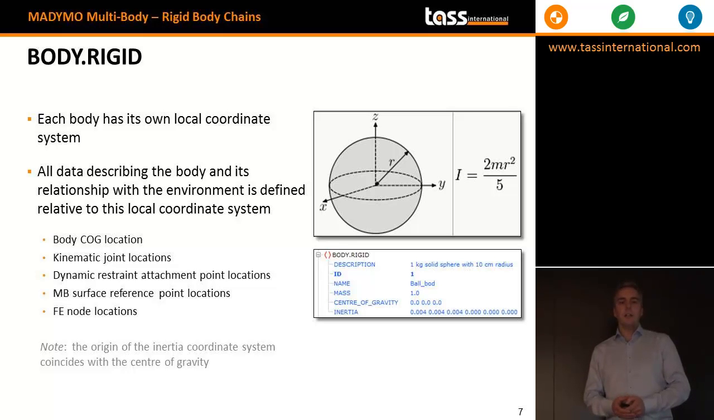All the data in a rigid body is defined with respect to the local body coordinate system. So that means the center of gravity location, the locations of kinematic joints that are attached to the body, attachment points for dynamic restraints, and reference point locations for multi-body surfaces. All of these are defined with respect to the local body coordinate systems.